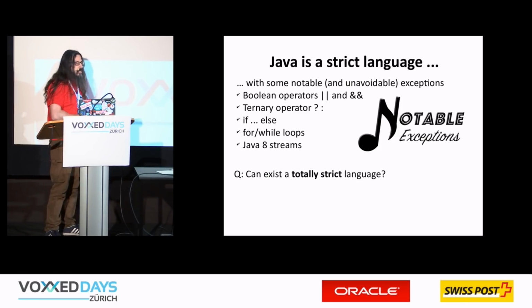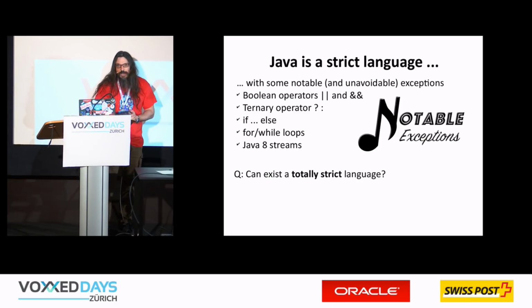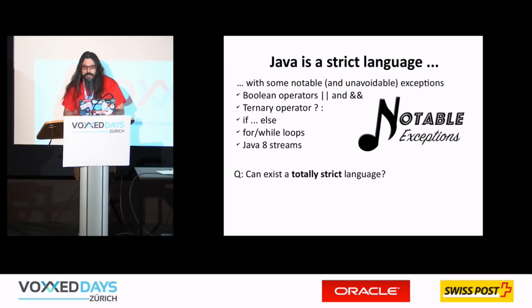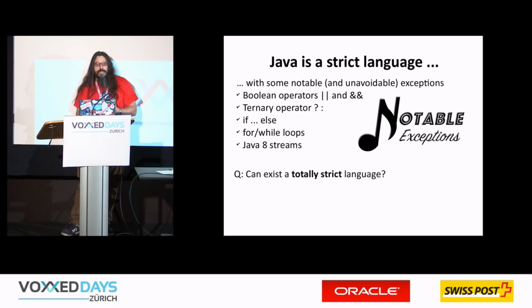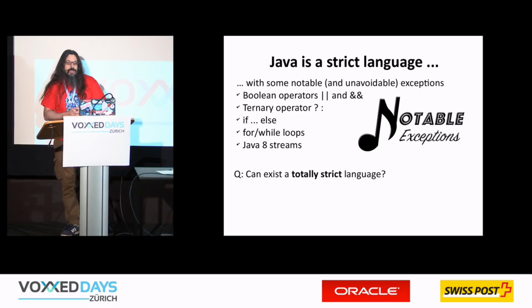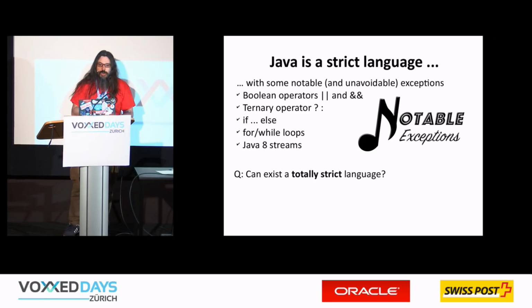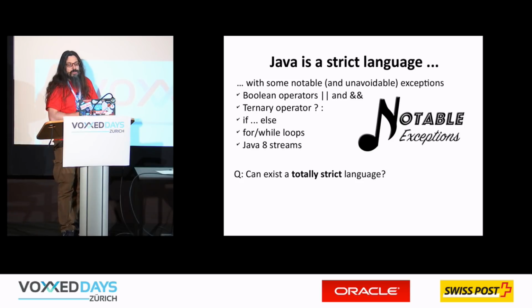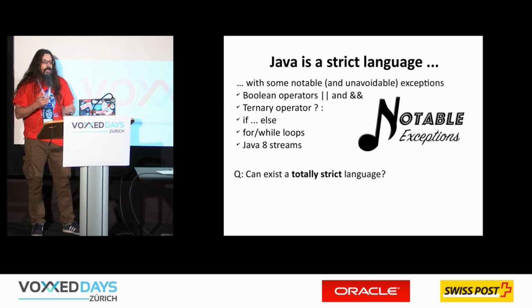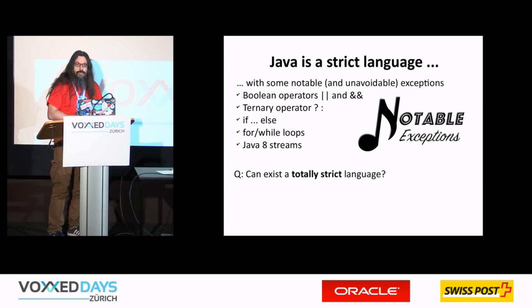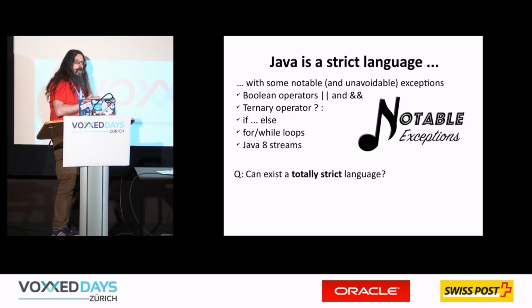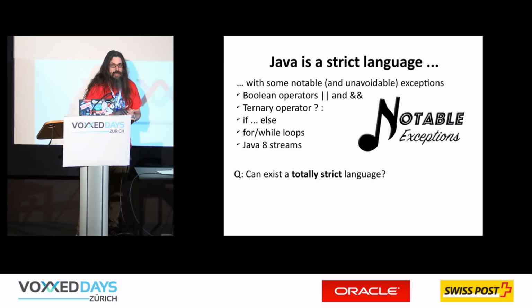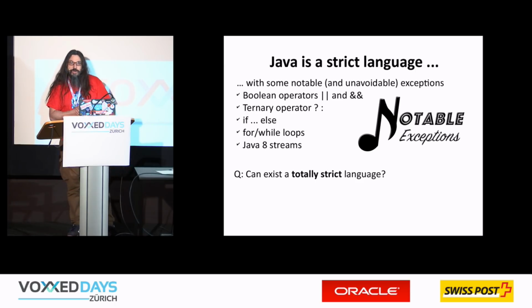I said Java is a strict language, where nothing is lazy. This is mainly true. Of course, there are some things that have to be lazy. You have the Boolean shortcut operator, the ternary operator, the if-else condition, the for loops, and a notable addition to Java is the Java 8 streams, which, as Venkat said, take advantage of laziness.